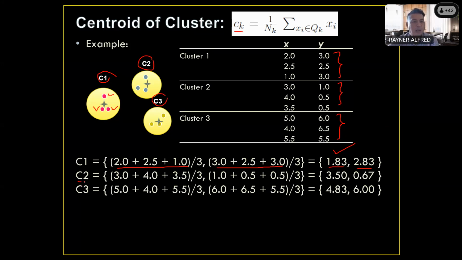For cluster 2, we also take the average. We get 3.5 and 0.67. And then for C3, we have 4.83 and 6.